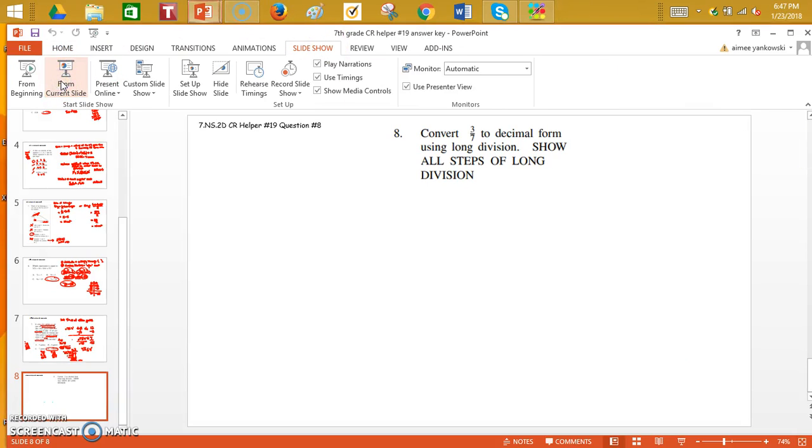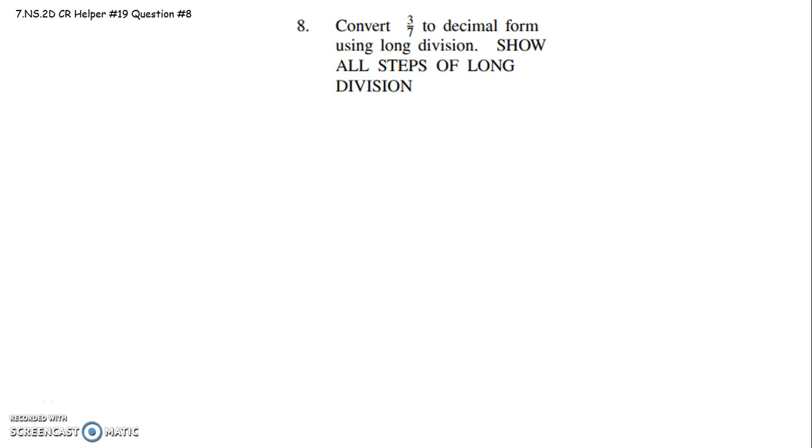Seventh graders, this is to help you with question 8 on CR 19. It says convert 3/7 to decimal form using long division. Show all steps of the long division.